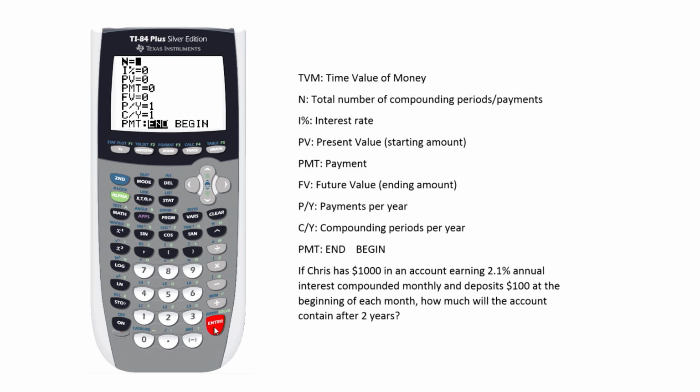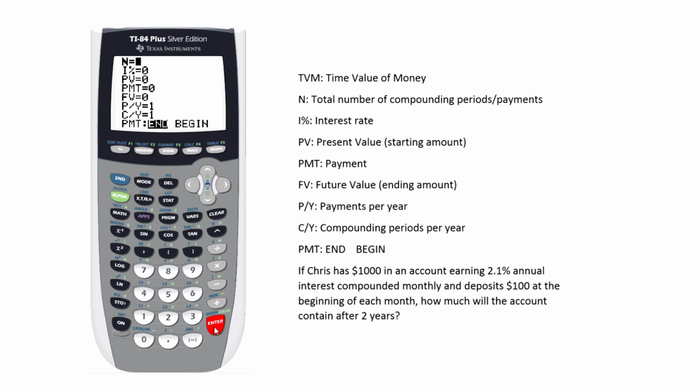So let's look at our example. If Chris has $1,000 in an account earning 2.1% annual interest compounded monthly and deposits $100 at the beginning of each month, how much will the account contain after 2 years? So let's start from the beginning.